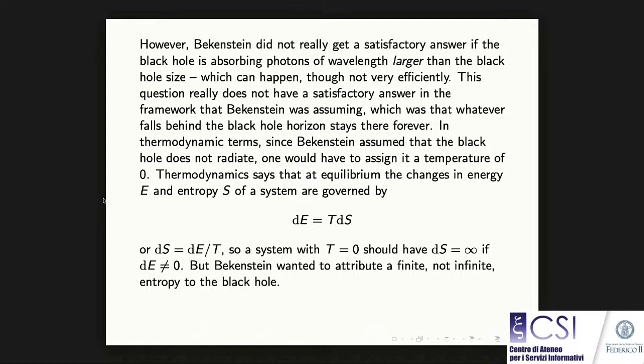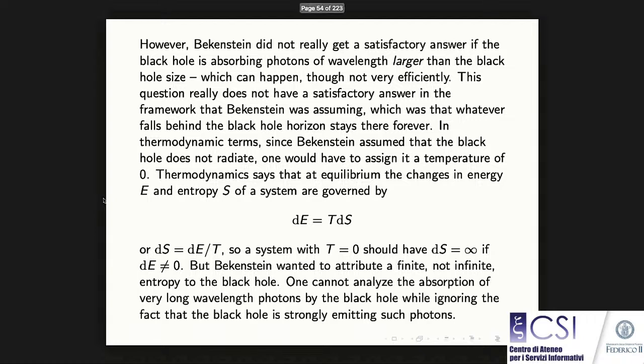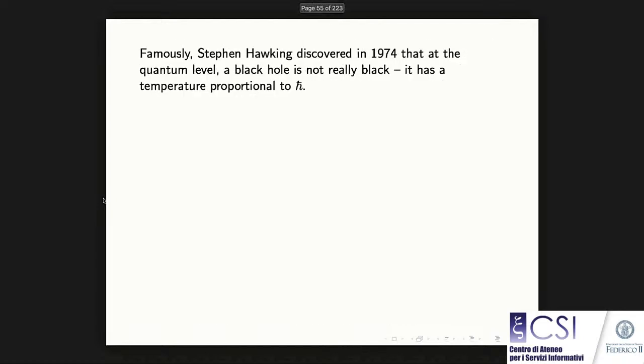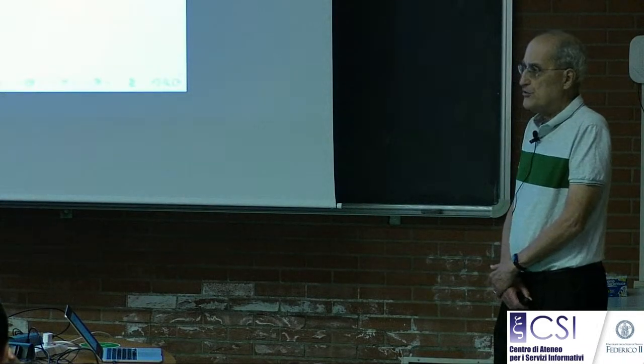So his assumptions didn't completely fit together, and that was manifested in the problem he had in imagining the black hole absorbing a photon with a wavelength much bigger than the size of the black hole. In hindsight, you can't analyze the absorption of very long wavelength photons by the black hole while ignoring the fact that, as Hawking discovered a few years later, the black hole is strongly emitting such photons. Famously, Stephen Hawking discovered in 1974 that quantum mechanically, a black hole is not really black. It has a temperature proportional to Planck's constant.